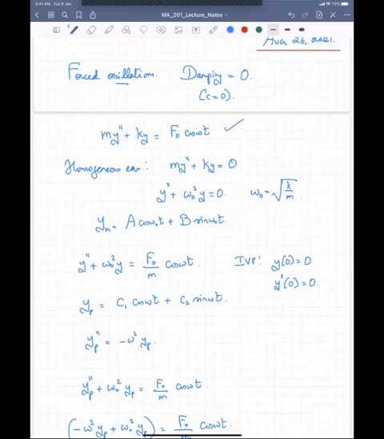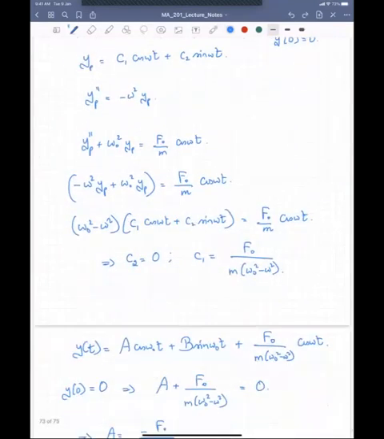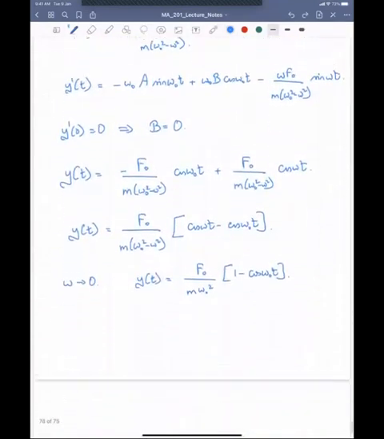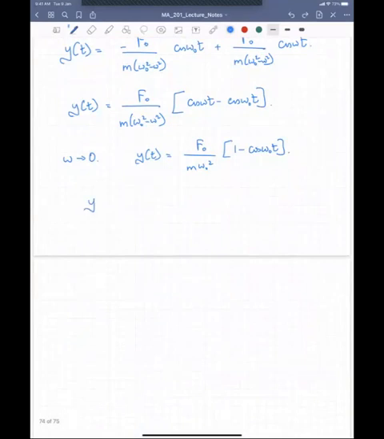We discussed this in class yesterday. Anybody? So I have the equation y double prime plus omega 0 square y equals f0 over m. In this case, what is y particular? I'm trying to motivate this factor of f0 over m omega 0 square.